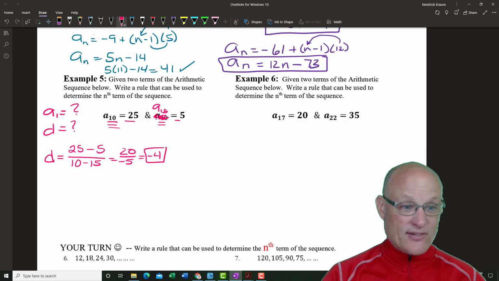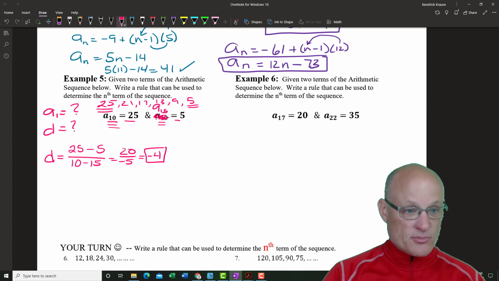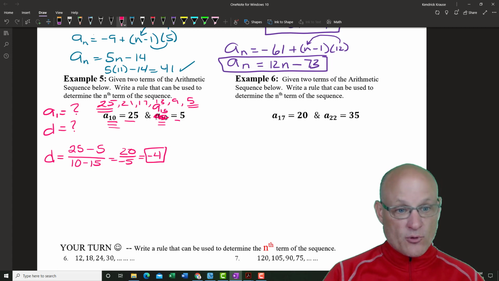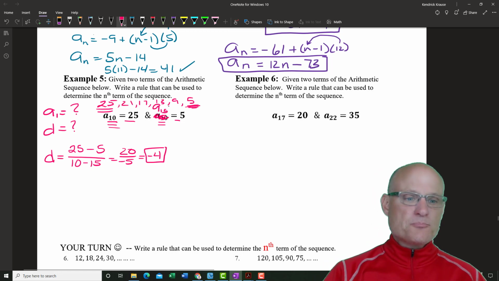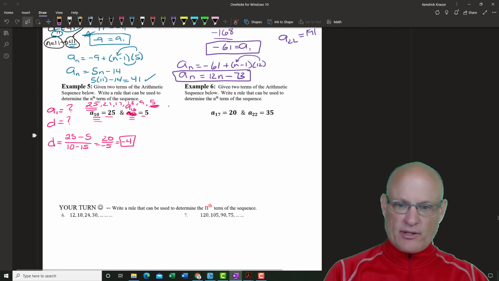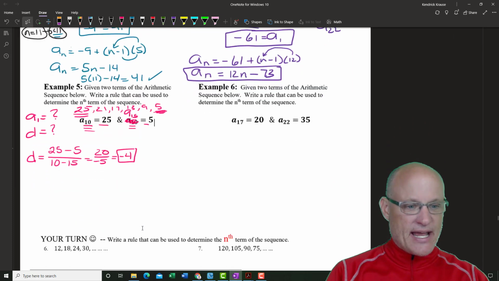And that should make sense. So if you took 25, subtract 4, you get 21. Subtract 4, you get 17. Subtract 4, you get 13. Subtract 4, you get 9. And subtract 4, you would get 5. So if this is the 10th term, 10th, 11th, 12th, 13th, 14th, 15th, notice it's going down. So that's the d value. Because it was going down, we're going to have a negative d value.